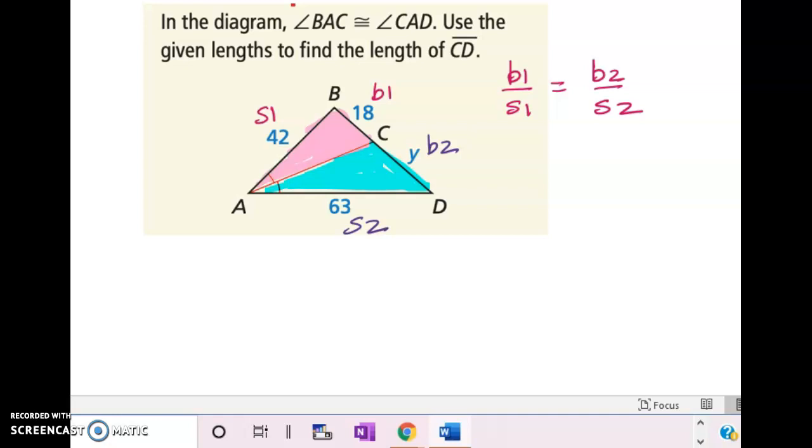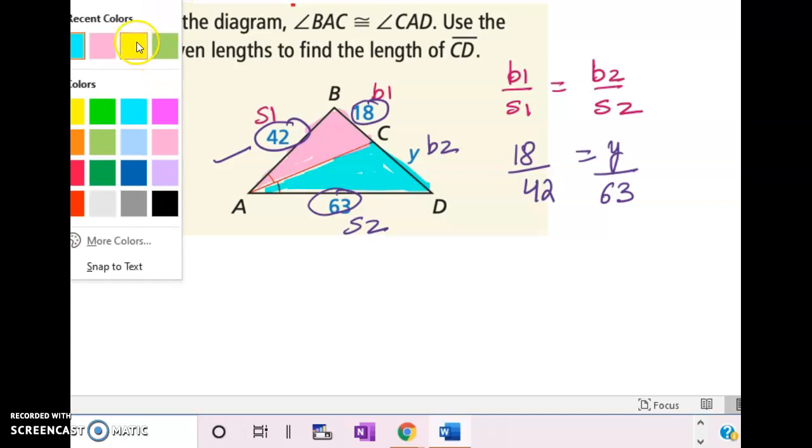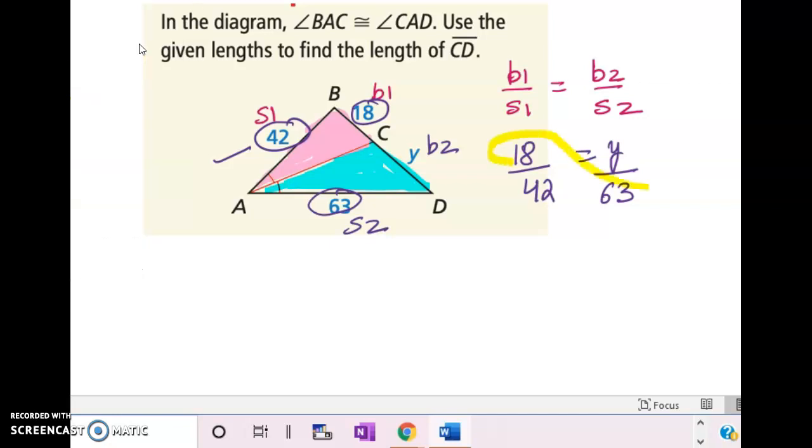Let's plug the values back. Base 1 is 18, side 1 is 42. We are done with this triangle. Then base 2, I don't know yet. The variable is y. Side 2 is 63. We have a nice and good proportionality statement ready with us. Let's simplify it. How? Cross multiplication. I can cross multiply.